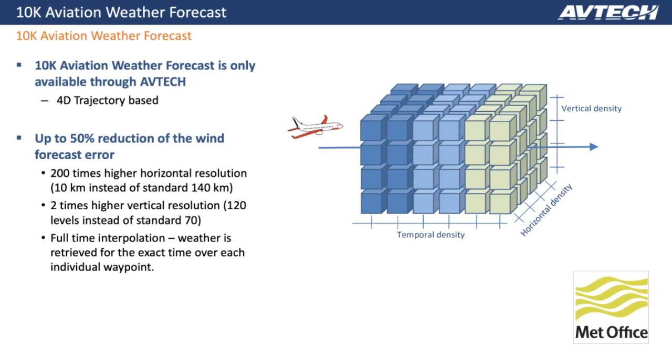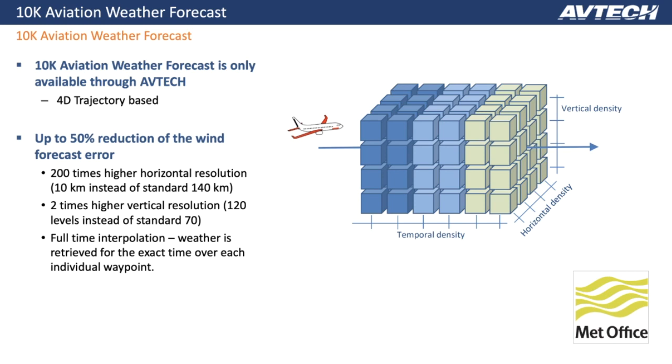Met Office and AVTECH has therefore developed quite unique and much improved forecasts, which is retrieving the weather in real time from Met Office servers for the 4D flight trajectory. So we no longer have to export the high amount of data that would be generated by 10K into the AVTECH servers. Instead, we work with the data sitting in Met Office, which is really necessary at this resolution and detail of forecast.